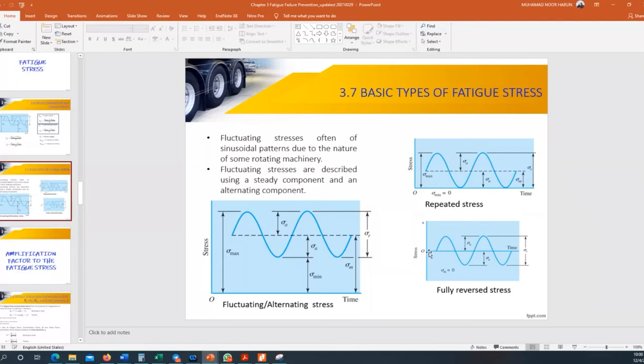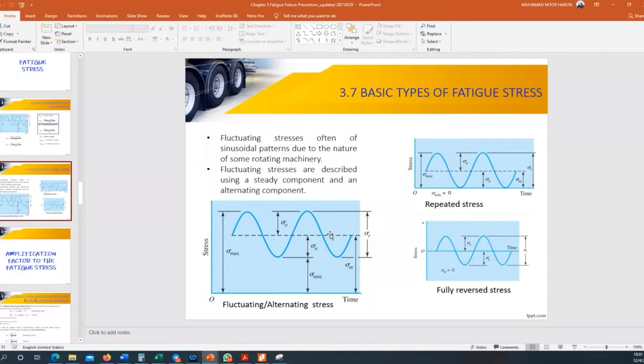Sigma max, maximum, minus sigma minimum. So you akan dapat sigma min equal to 0, 0 kat tengah. Kalau repeated stress, so sigma min you bukan 0 lah. So the criteria of repeated stress macam ni. So this fluctuating macam ni, you have the value of sigma min.